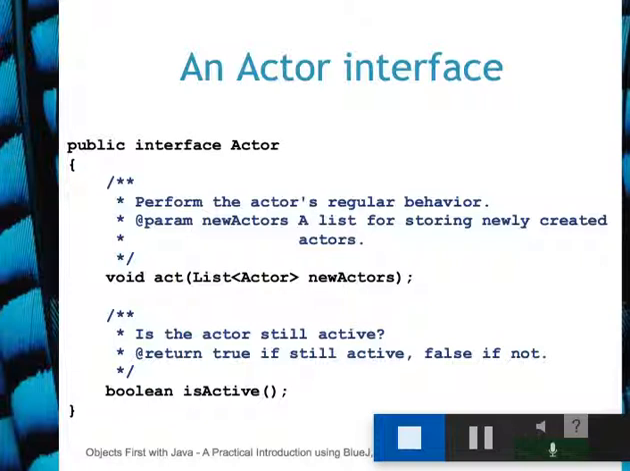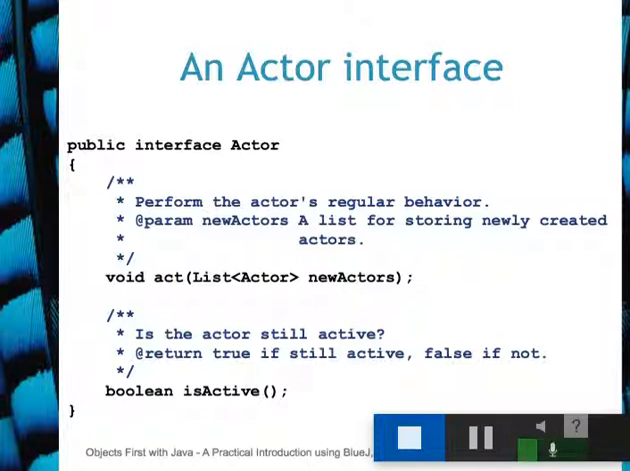Public interface Actor, and then it lists two methods. Now, just like with an abstract class, these methods do not have definitions. They're just signatures as well as descriptions in the comments of what the method is supposed to do. So the first method that all actors will have is the method act, which returns void and accepts a list of actors called newActors. It's supposed to perform the actor's regular behavior according to the comments.